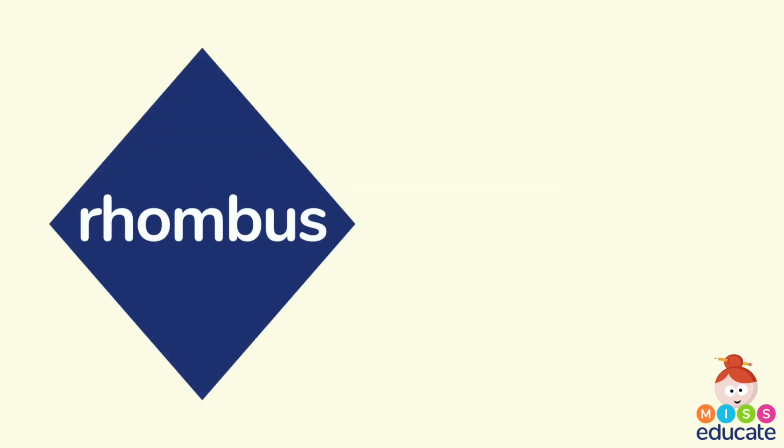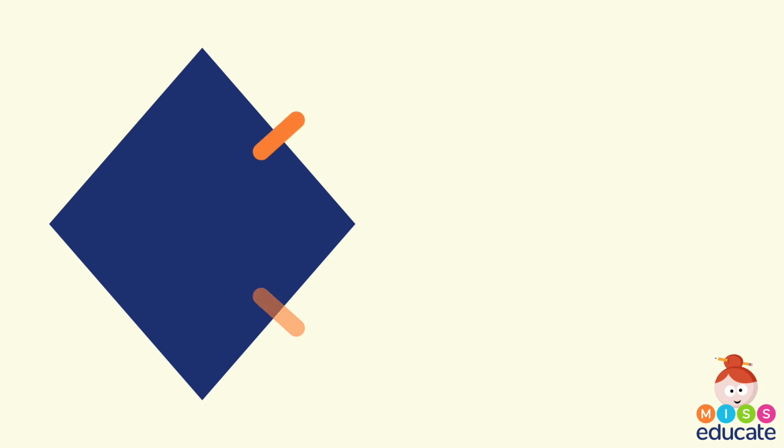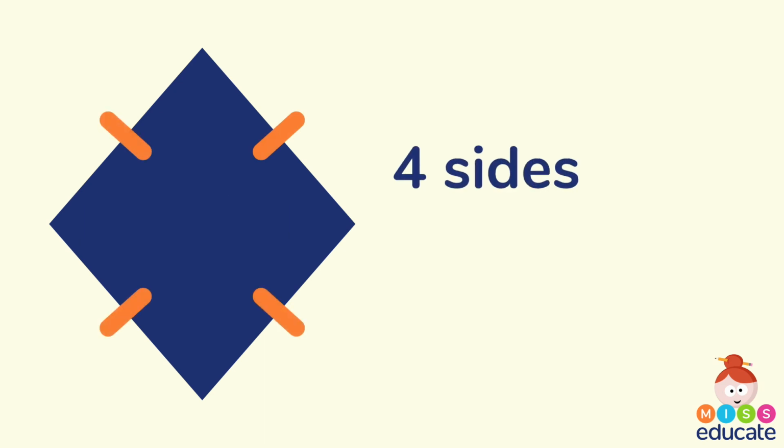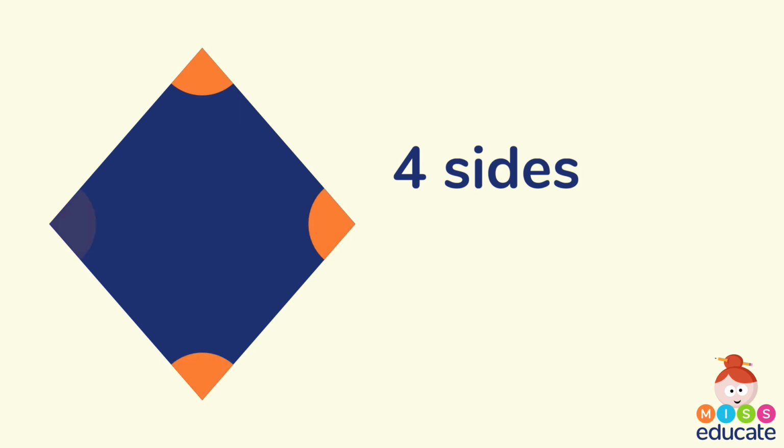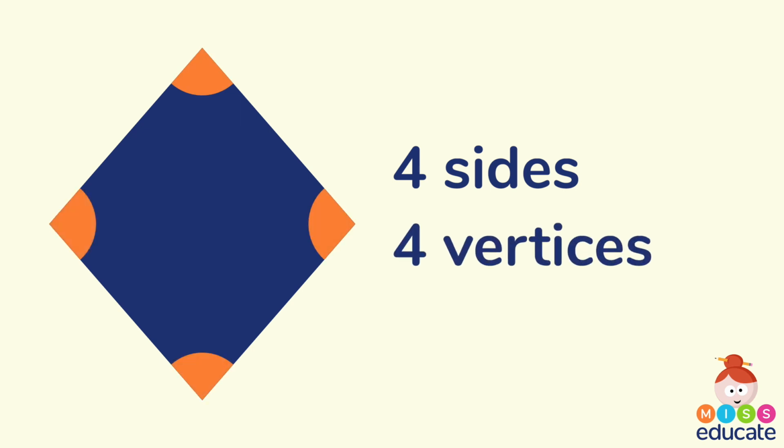What about our rhombus? Rhombus looks a bit like a square, doesn't it? Sort of turned to the side. Let's have a look. It has 1, 2, 3, 4 sides. And just like a square, it has 1, 2, 3, 4 vertices.